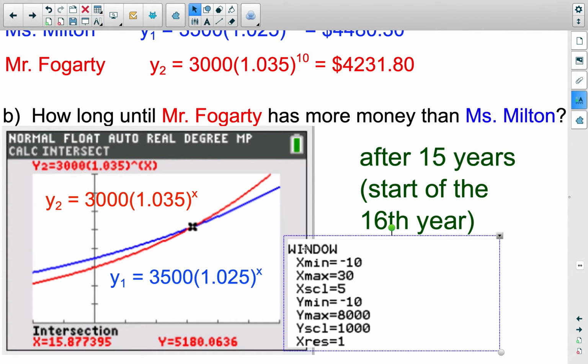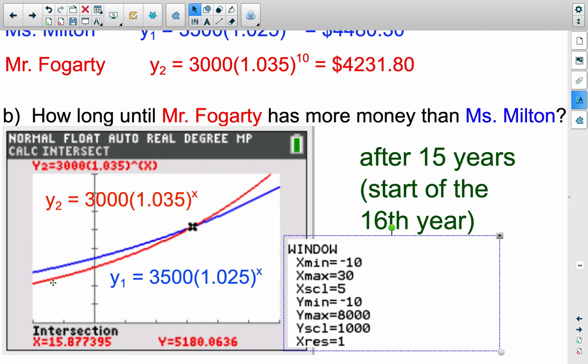And so I knew after 10 years, Mr. Fogarty still had less money. So I upped my x max to 30 years just to kind of see a bigger picture. And then I set my y max to $8,000. Y is the money. And I knew after 10 years, they would have upwards of $4,500. So I just increased my y max to a larger value, again, to see the big picture. So you have to think about your window.